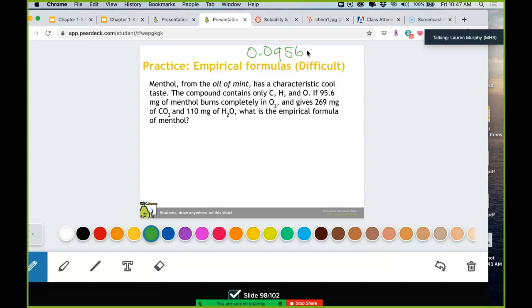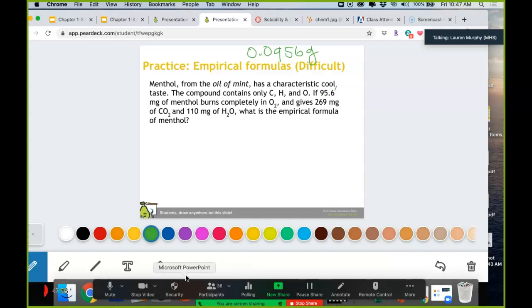That's my personal opinion. It is not necessary, but in order to find empirical formulas, we need to be in grams and turn grams into moles and divide by the least moles. So it's easier to work with the menthol in grams instead of milligrams. So this is the same as 95.6 milligrams. And I'm going to have you do it from there.